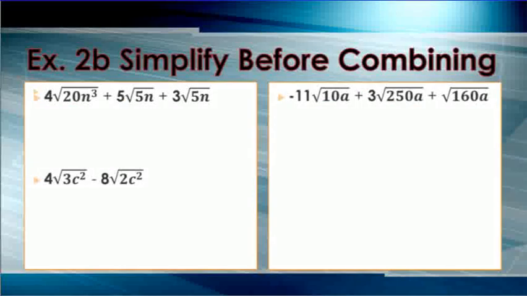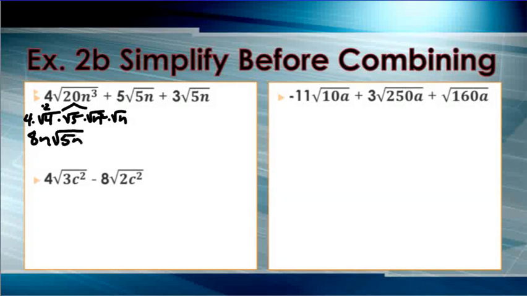Next one, break down these. 20n cubed. So here, I know I have a 4 on the outside times the square root of 4 times the square root of 5 times the square root of, I'm going to do n squared times the square root of n. And now I can combine. The square root of 4 is 2, so 2 times 4 is 8. Square root of n squared is n times the square root of 5n plus 5 times the square root of 5n plus 3 times the square root of 5n.